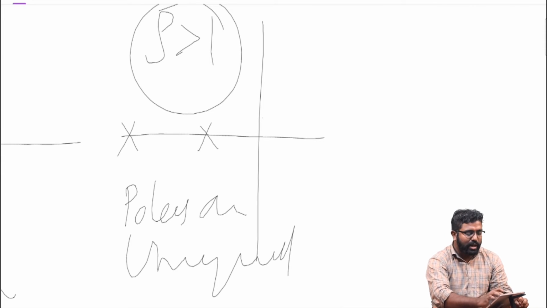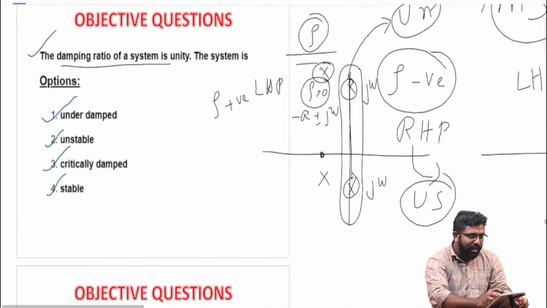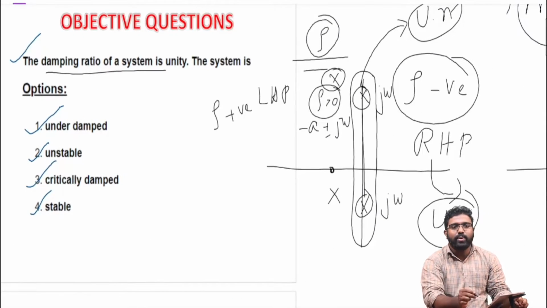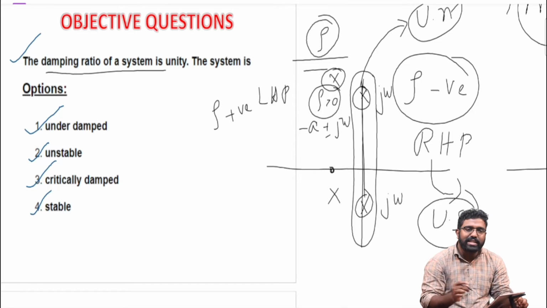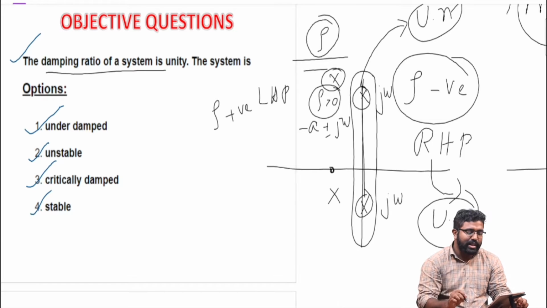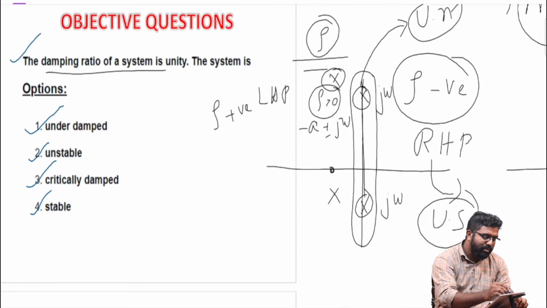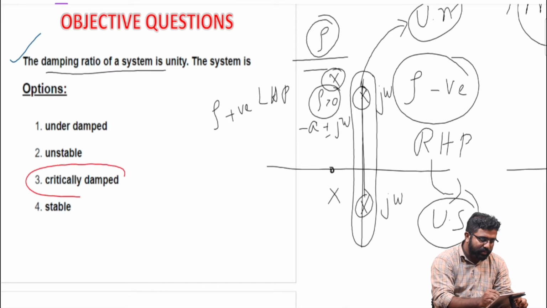So let me come to this question. Here damping ratio is unity. By meaning itself, a positive damping ratio means it is stable. But they are specifically asking, if the damping ratio is unity, the system is what? It is critically damped. So the correct answer for this question is option 3.